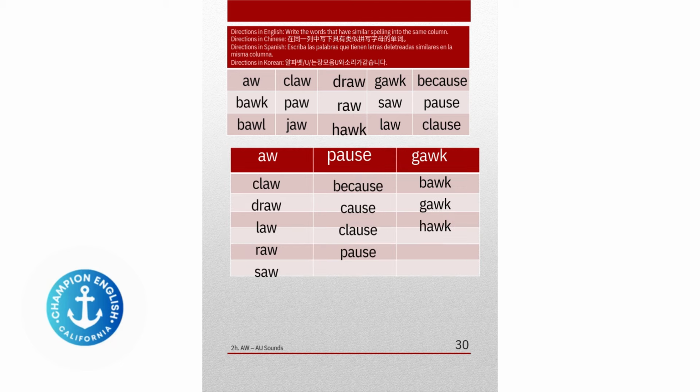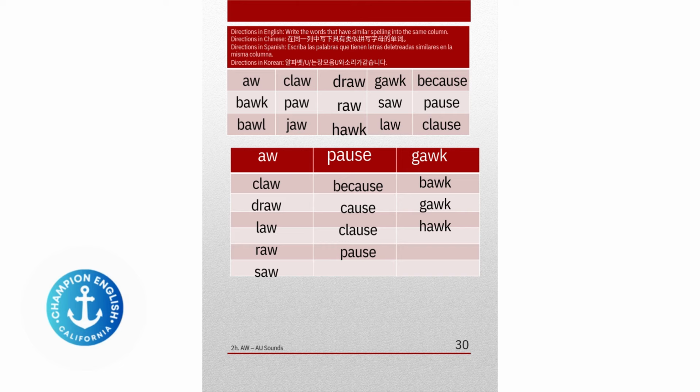We're back, students, and we want to check our answers. So notice under aw, we have claw, draw, law, raw, and saw. Okay, under pause, notice that pause ends with the Z sound. We have because, cause, clause, and pause. Notice under gawk, we have balk, gawk, and hawk.